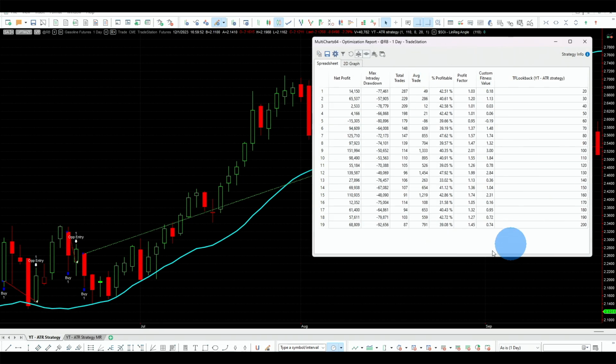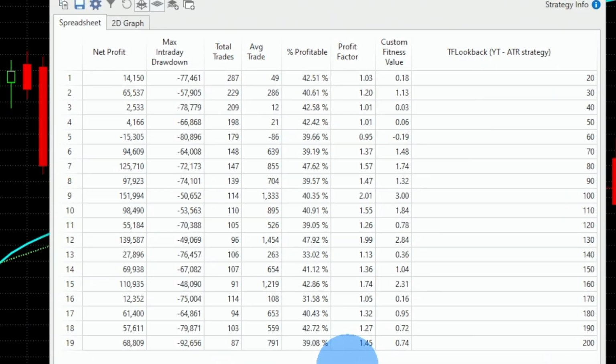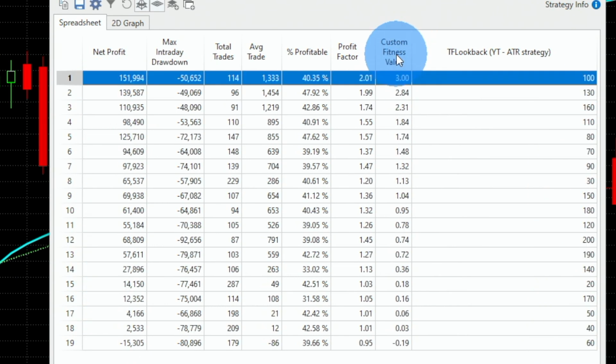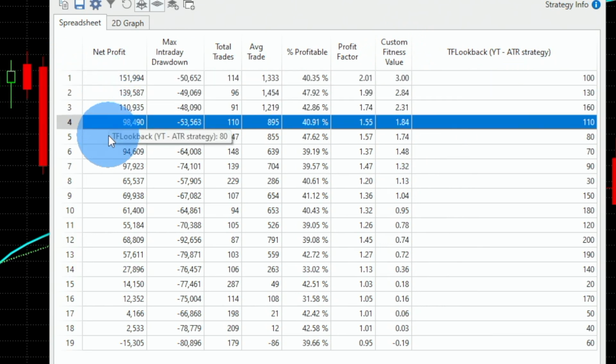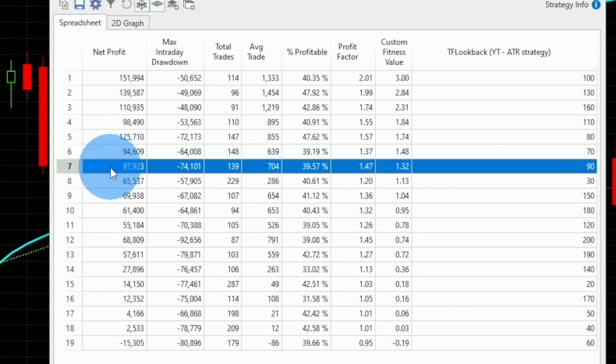Here is an optimization of the look-back period for the linear regression, from 20 to 200 in steps of 10. These are the results. If I sort by return to drawdown, we can see 100, 130, 160, 110, and 80. We are doing very well. From 70 to 160, we are doing very well with this strategy.